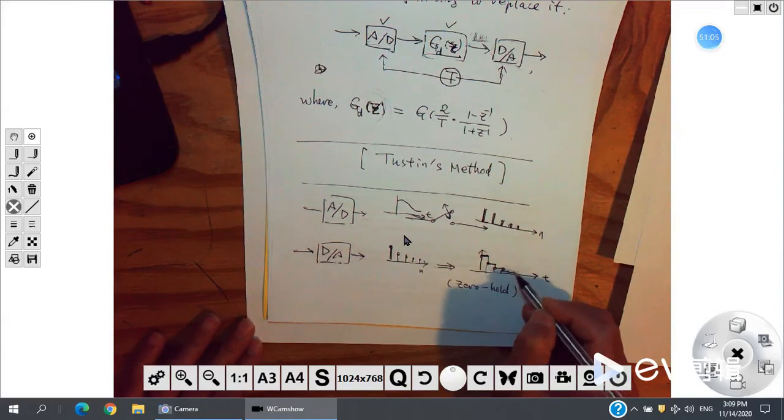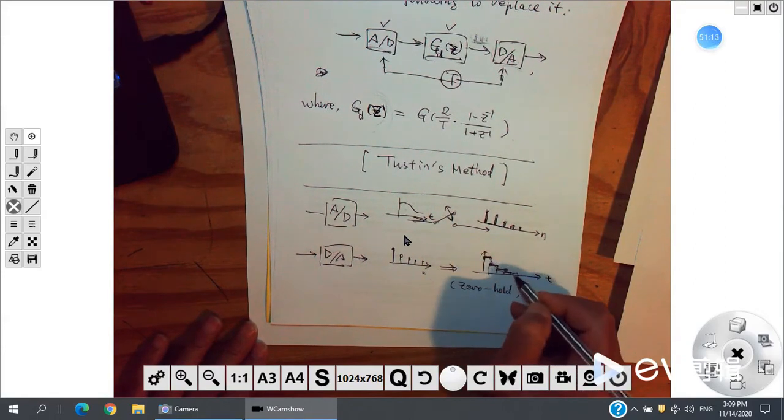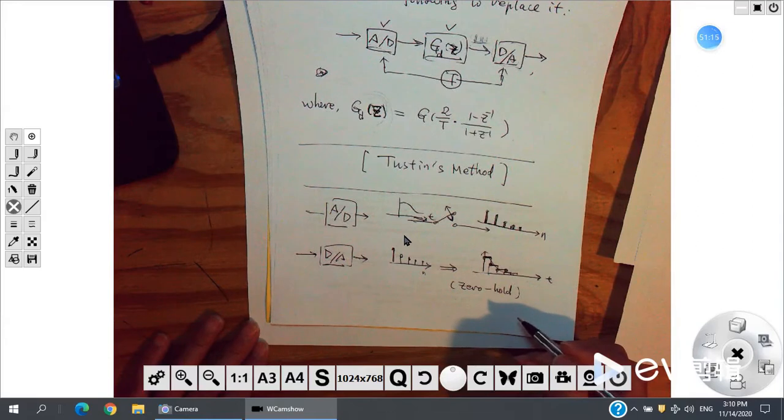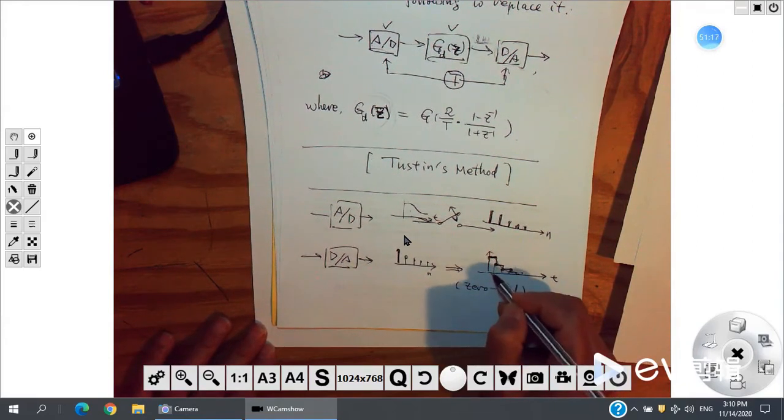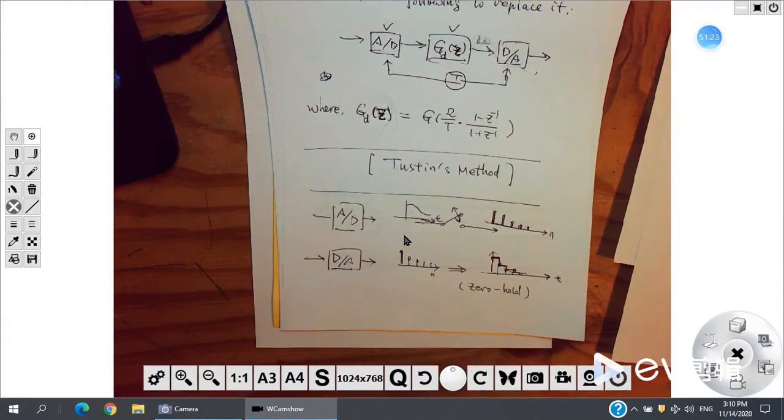And of course, this one and the original one are not exactly the same. You have some errors, right? The original one is like this, so you have some errors. But when the T is small enough, it is good. Actually, for this part, we have some other methods.